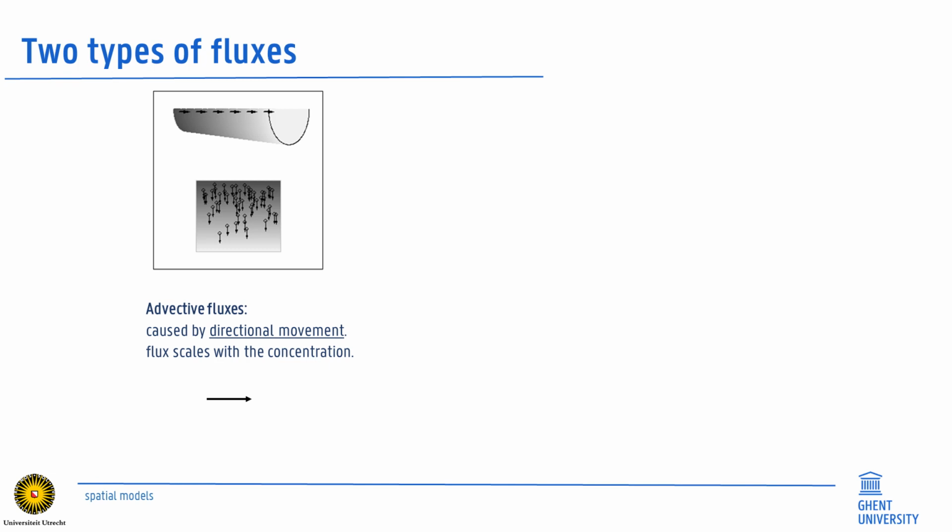Two types of fluxes can be separated. On the one hand, directional fluxes, which we call advective fluxes. These fluxes then scale with the concentration.